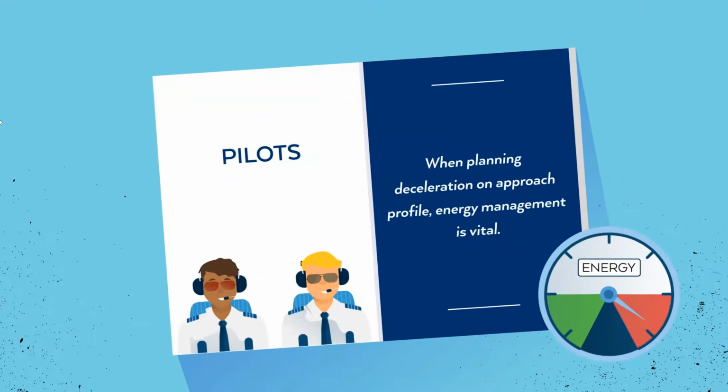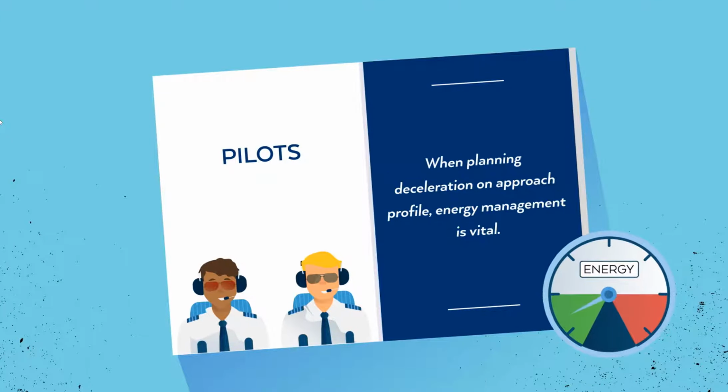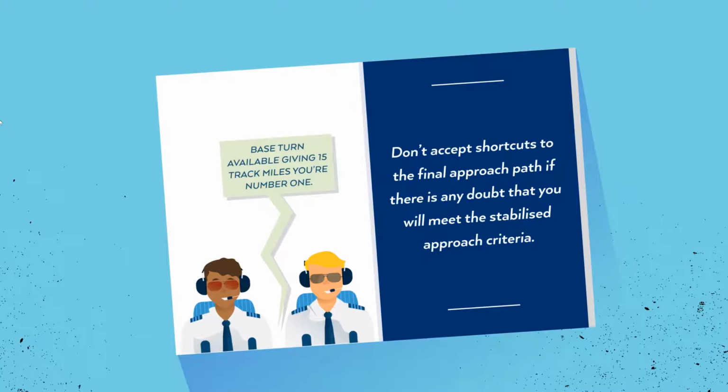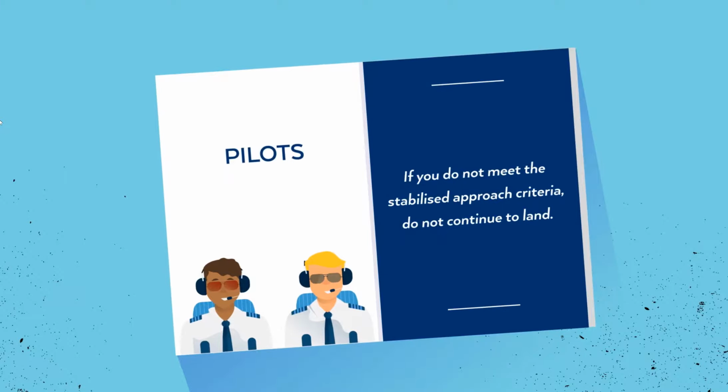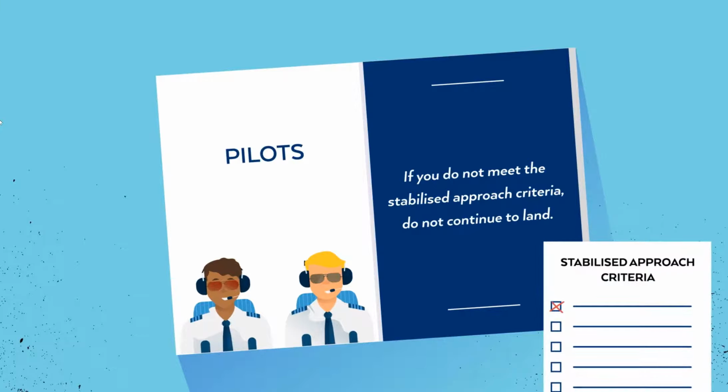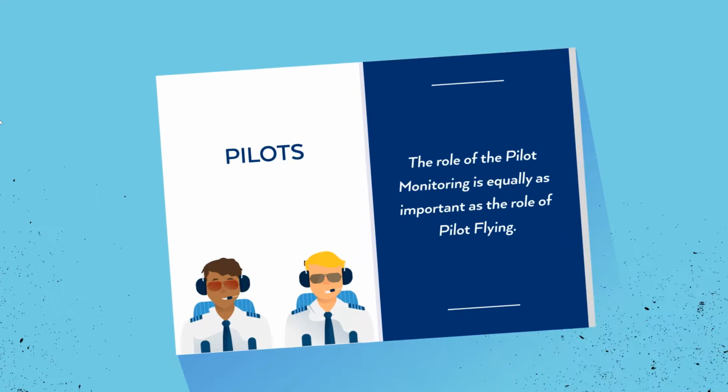Pilots, when planning deceleration on approach profile, energy management is vital. Never rush the approach, and don't accept shortcuts to the final approach path if there is any doubt that you will meet the stabilized approach criteria. If you do not meet the stabilized approach criteria at the required stages of the final approach profile, do not continue to land. When it comes to a stabilized approach, the role of the pilot monitoring is equally as important as the role of the pilot flying.